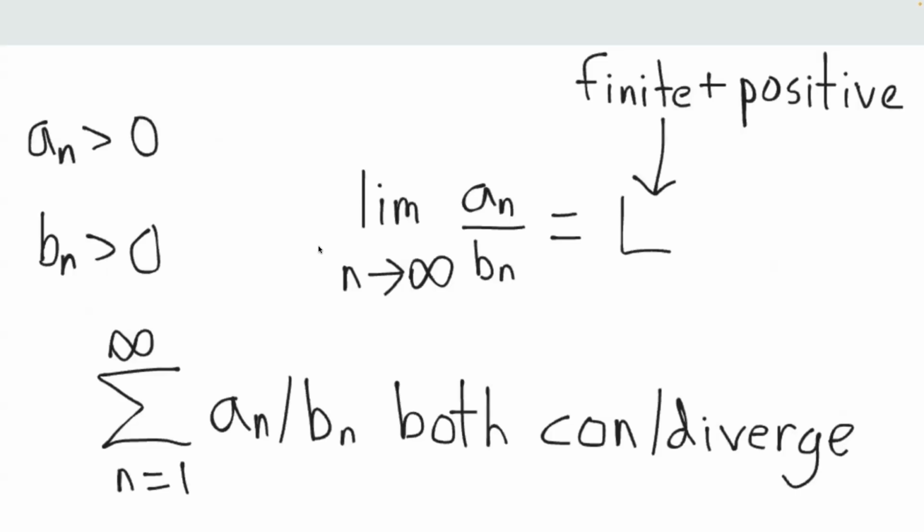Okay, so if A of n is greater than 0 and B of n is greater than 0, and if the limit as n approaches infinity of A of n over B of n is equal to a finite and positive value L, then the sums from n equals 1 to infinity of A of n and B of n will both either converge or diverge.